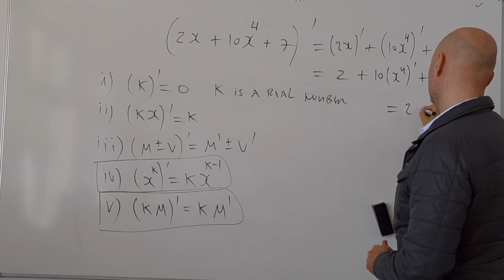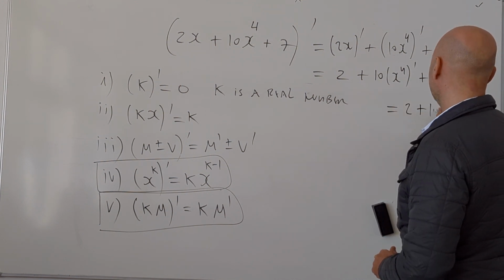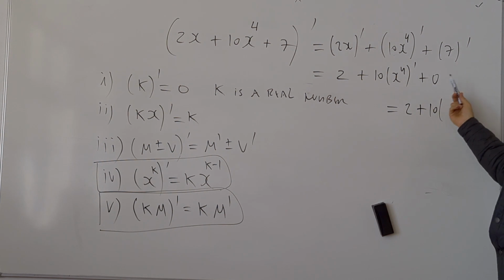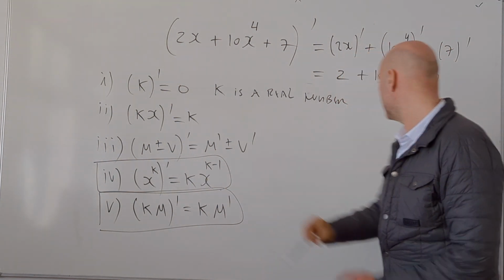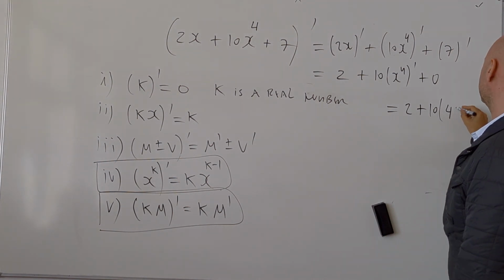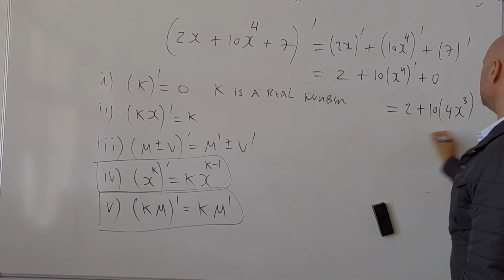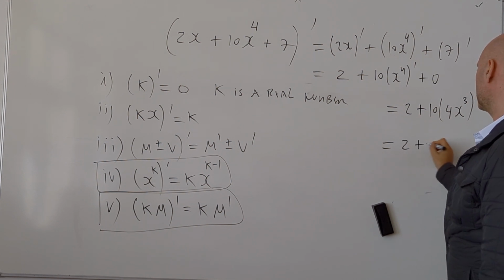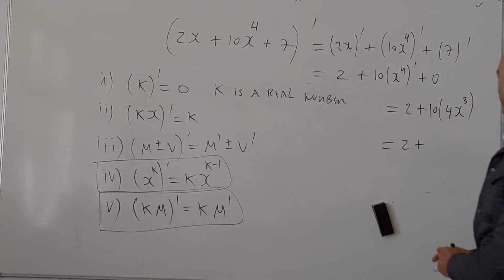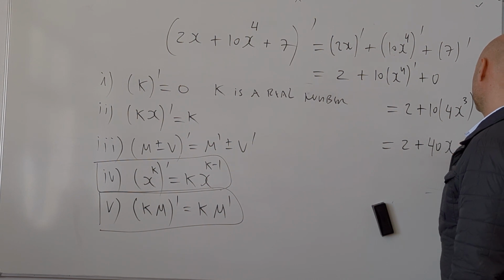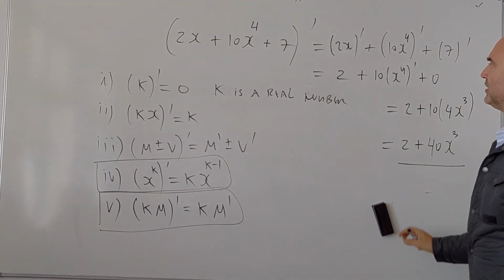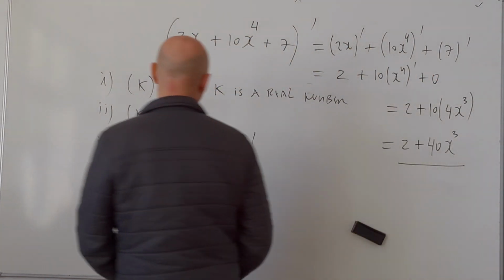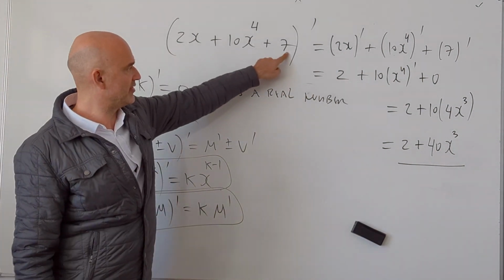So here I get 2 plus, now 10, and here the derivative is equal to what? I apply rule number 4 with k equal to 4, so I get 4 times x with exponent 3. And now I can simplify, because I can calculate 10 times 4 is 40. So we get 2 plus 40 times x with exponent 3. So this here is the derivative function of this here, okay?